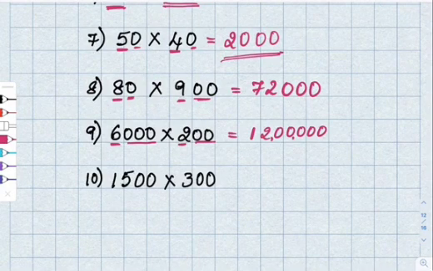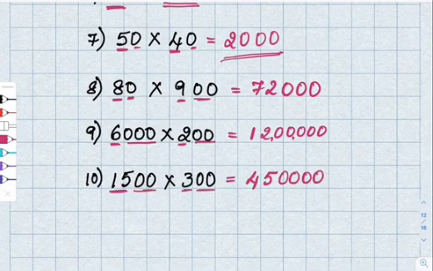Got it, children? Now here, since you are expected to know the multiples of 15, the tables of 15, 15 threes are 45. We have multiplied these two, then write 4 zeros next to it. So you get 4,50,000. I hope all of you understood, children.